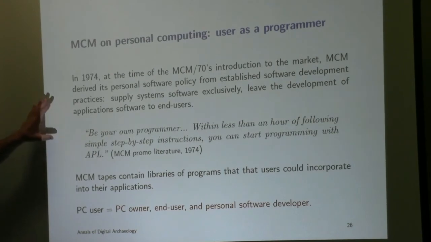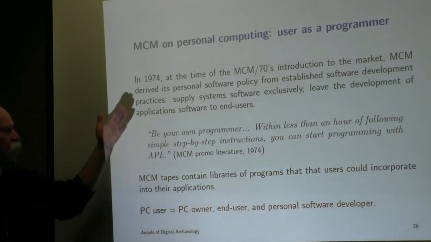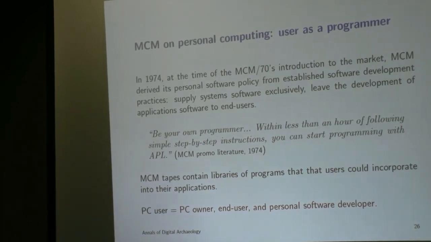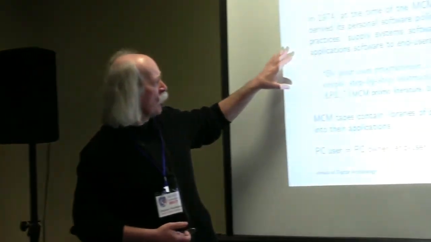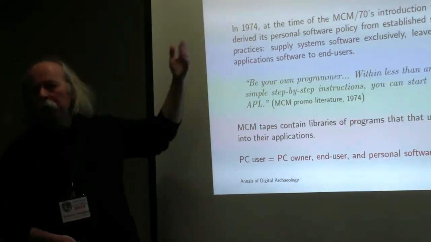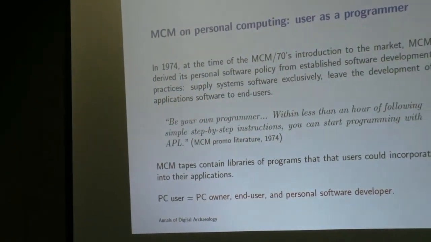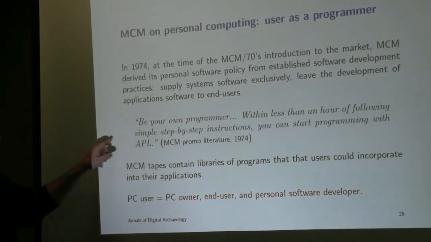So at the beginning, when they started to manufacture MCM70s, they basically followed in the footsteps of the large players in the industry, in which a hardware company would just produce the hardware with a little bit of system software, and then everything is up to you. Write your own application programs, hire someone to do that. Although the software industry started in 65, 66, that was still the predominant approach to application software. That's not us. You arrange your own software. So be your own programmer. That was the slogan. And let me show you how easy it is to program in APL. In half an hour, you will be an excellent APL programmer. That was the slogan.